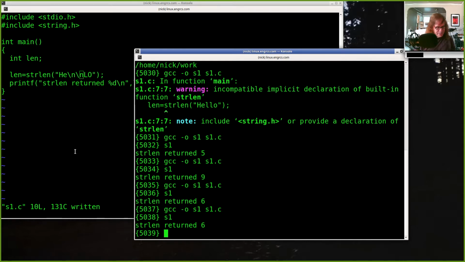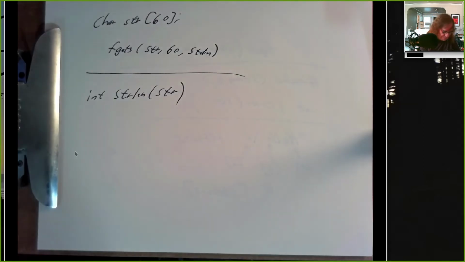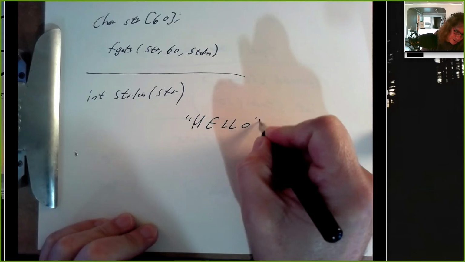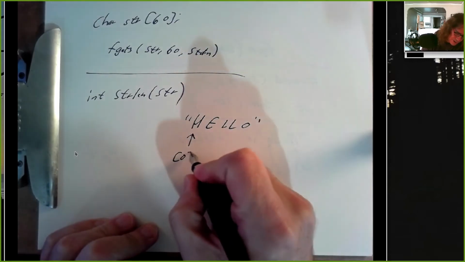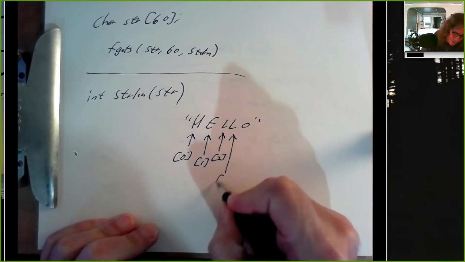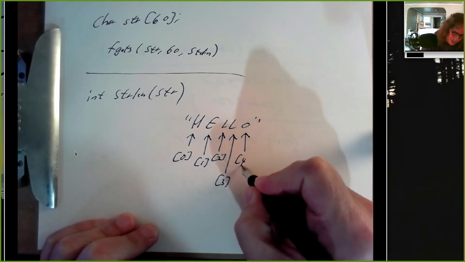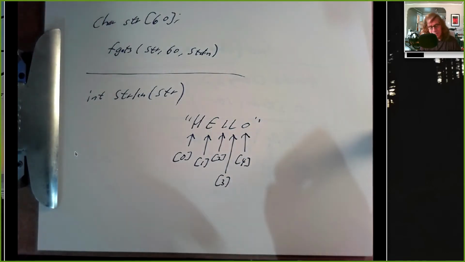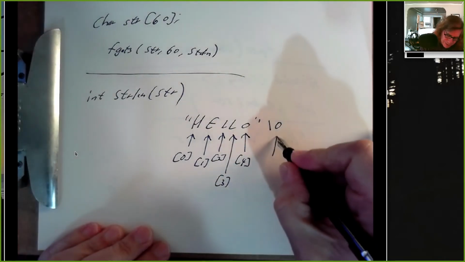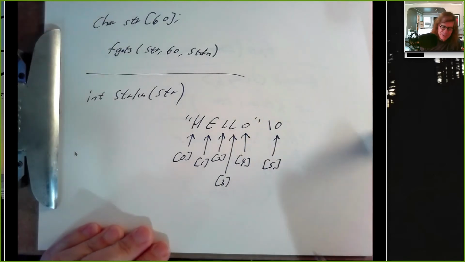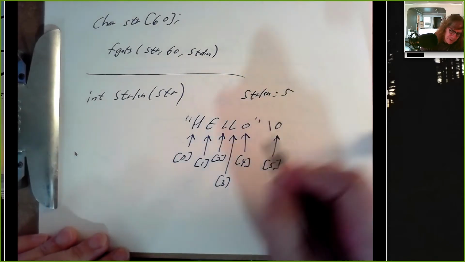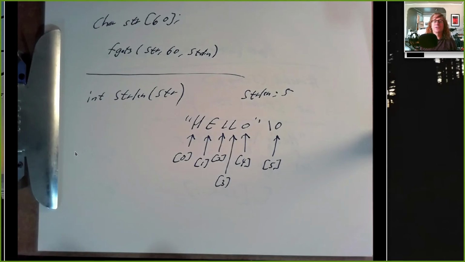Alright, so string length. What's it doing? It's just counting. So if your string is HELLO, this is string element index 0, index 1, index 2, index 3, and index 4. There's also a null terminator at the end of your string. And that null terminator would be the next element in the array. That would be at index 5. But string length would be 1, 2, 3, 4, 5, the number of characters.